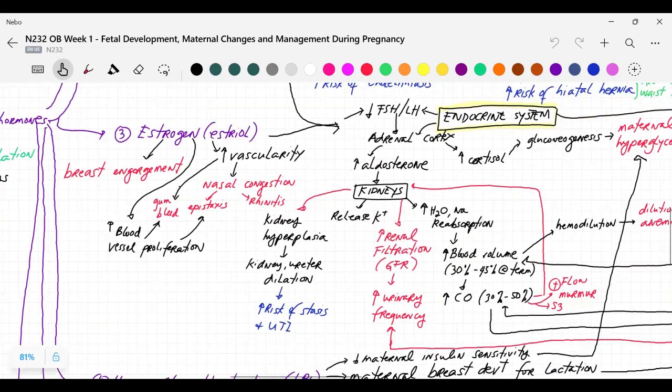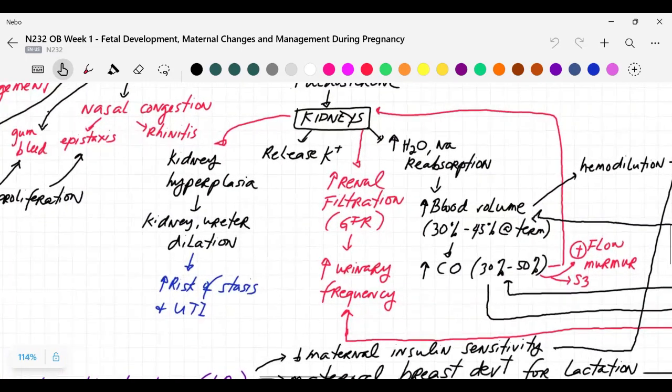So another possibility is that if the kidneys swell up and the ureters swell up, then the flow of urine could be decreased. And so there is a possible risk of UTI associated with that. Okay. That's only one of the reasons that pregnant women can get a UTI. There are many reasons. This is just one of them.